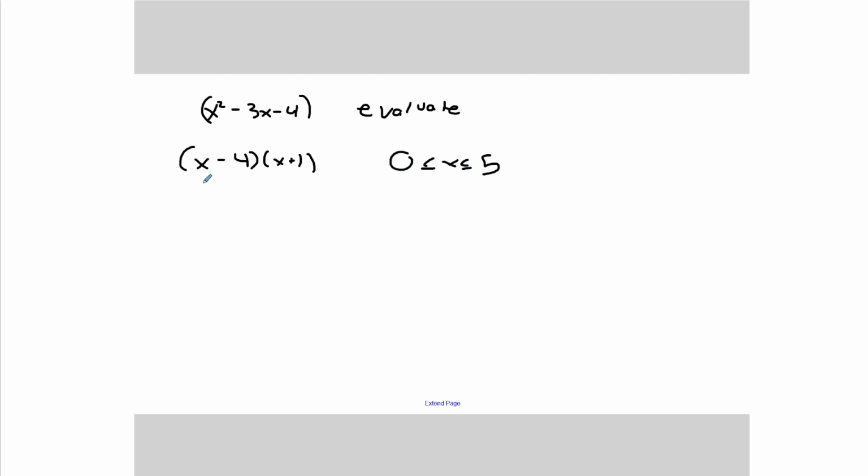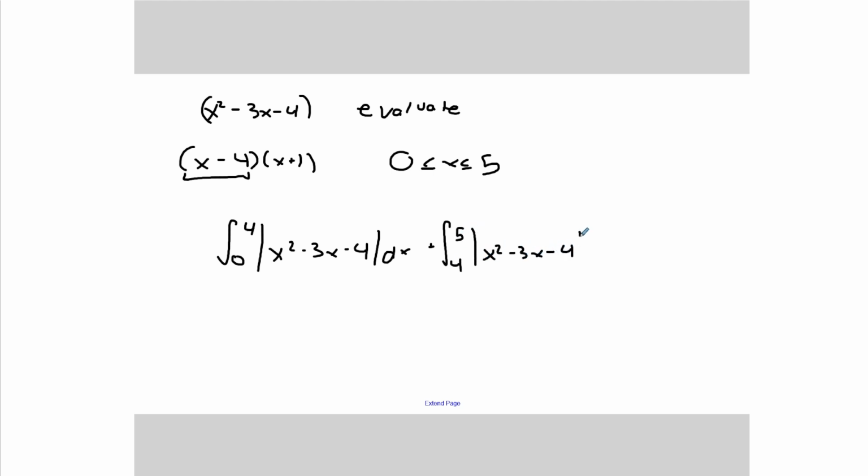Okay, so this value at x equals 4 is going to change from positive to negative. So we would have to evaluate this as the integral from 0 to 4, if we're trying to find the total distance, of x squared minus 3x minus 4 dx plus the integral from 4 to 5 of the absolute value of x squared minus 3x minus 4. So just be careful. They will definitely try to catch you off guard, and you are going to have to make sure that you check if the value changes from positive to negative on the interval.